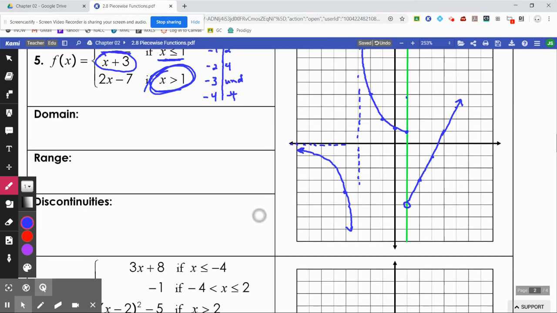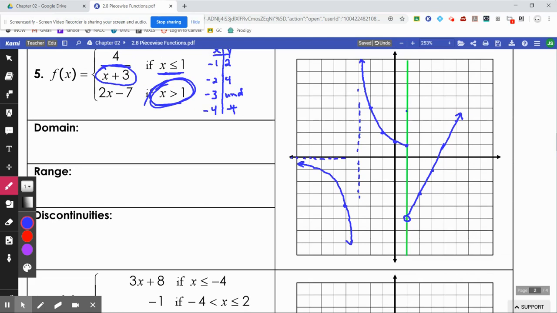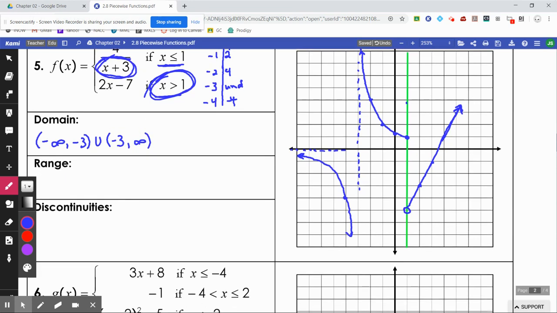My domain, notice where your breaks in the graph are. I do have a break over here in the graph at -3. X cannot equal -3 because that would be a 0 on the bottom. So my domain is going to be all values from -infinity up to -3. I'm not going to include -3. And then all values from -3 up to, ask yourself, at 1, is x equal to 1? Yes, you've got 1 as a possibility there. And then it continues on to the right forever. So I'm good everywhere else. My range, my graph comes down forever.